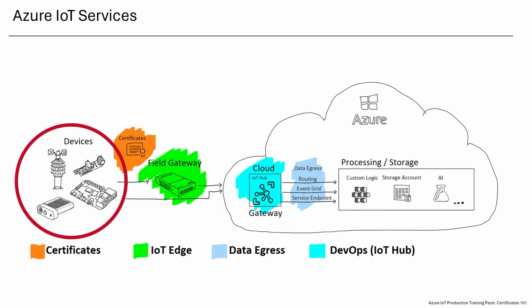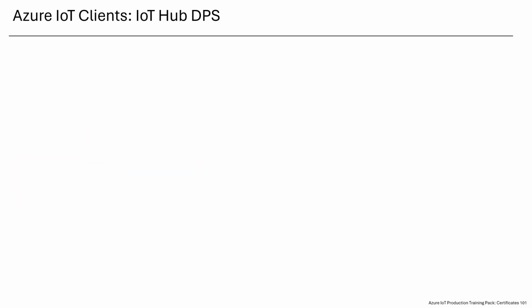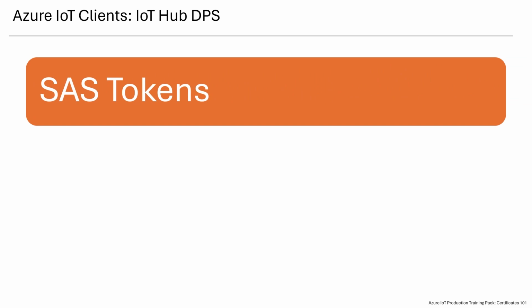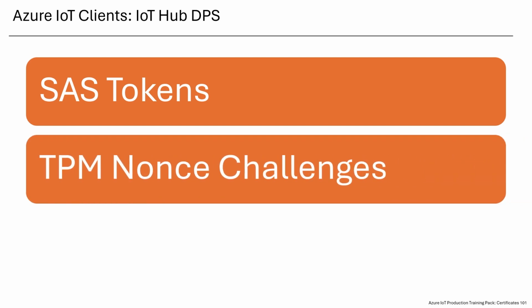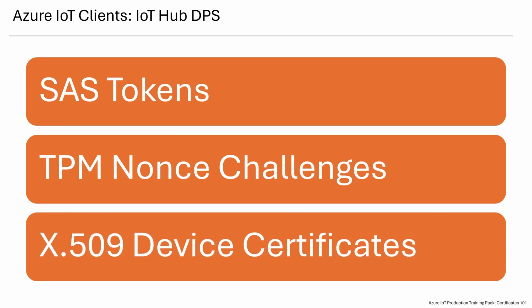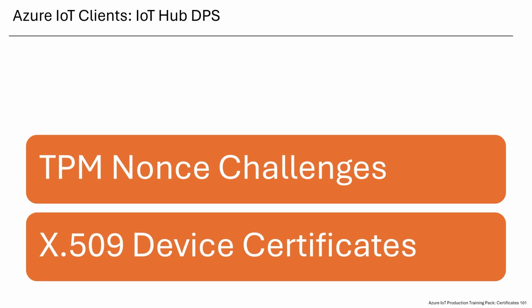The client side may or may not have a certificate depending on the way the client authenticates to Azure IoT services. For DPS, there are three ways for a device to authenticate: a shared access signature token built on a shared password or symmetric key associated with the device or the enrollment group, a trusted platform module nonce challenge, and X509 certificates. Because SAS tokens are built on top of shared secrets, they do not apply to this discussion.